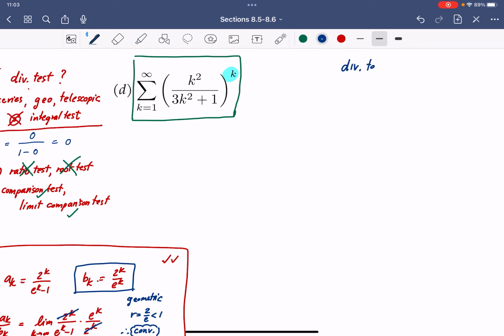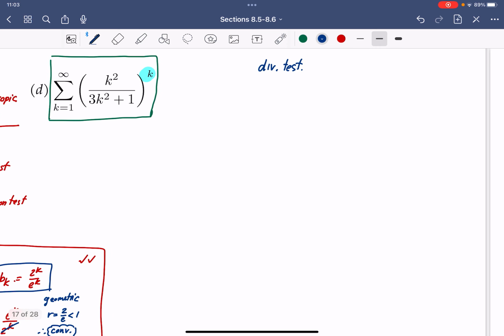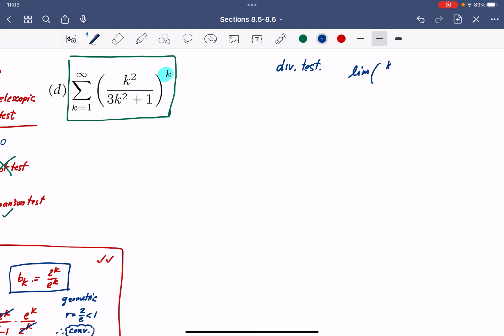So the divergence test. The divergence test means you have to compute the limit of k squared over 3k squared plus 1, to the k, and you hope that it is not equal to 0. But if you want to compute this limit, you have something that decays, so it blocks you from computing it easily. It feels like it is going to go to 0, because inside the parenthesis it goes to 1/3, and the outside goes to infinity, so it should go to 1/3 to the infinity, which should be 0 anyway. So the divergence test seems to give no conclusion for this one.